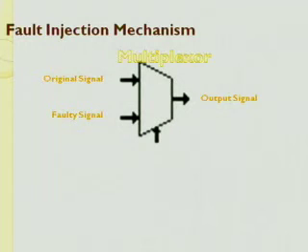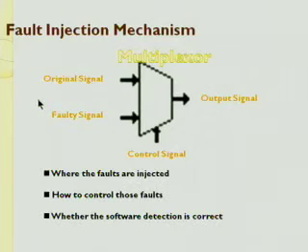And by controlling the control signal and setting it to some values, we can either connect the original signal to the output, or we can connect the faulty signal to the output. In this way, we have controls over several important matters. We know where the faults are injected, we know how to control these faults, and which one of them is enabled at runtime. And more importantly, we know whether the software detection is correct. Up to this point, my job is almost done, and the next step is to cooperate with University of Illinois and run some software tests.